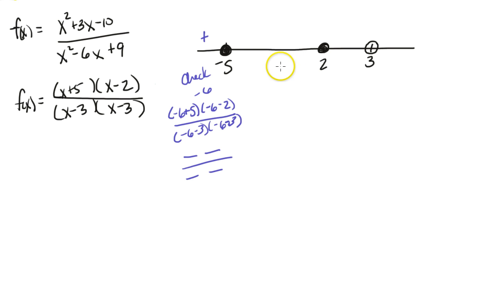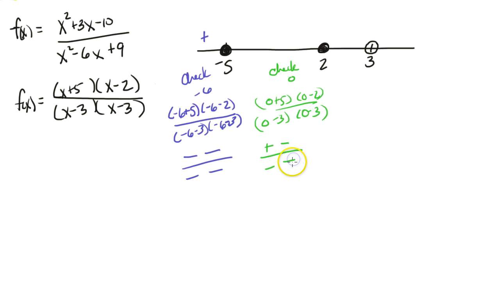Try it again. I'm going to check a number in the middle here. I'm going to check 0. 0 is a good number, so check 0. Alright, so let's plug that in. So 0 plus 5, 0 minus 2, 0 minus 3, 0 minus 3. Plus 5 is positive, minus 2, negative, minus 3, negative, negative. Positive, negative, negative, negative, that's going to make a negative.